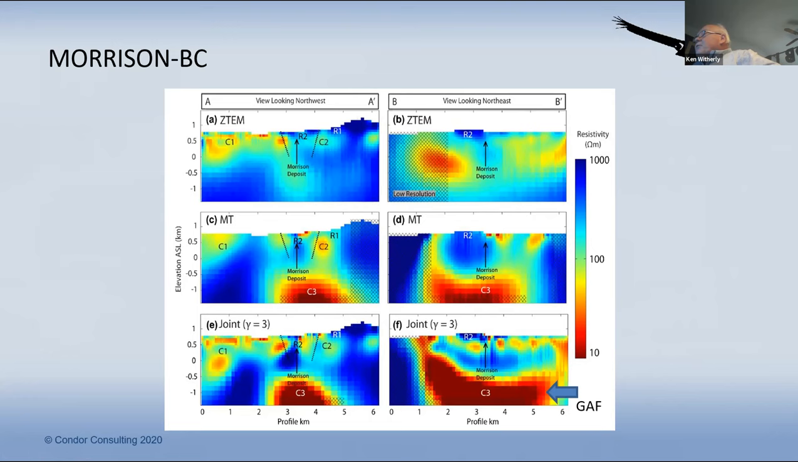A corroboration of this, which isn't shown in this particular section, is that the ZTEM actually maps out just to the right of this section. There's a very conductive zone that shows up in the ZTEM. It's a breccia zone that has been interpreted by geologists as being uplifted part of the bottom of the Morrison deposit. And that gives us some potential indication that a piece of this conductive zone has been brought up to the near surface.